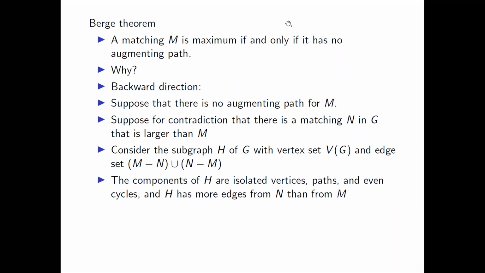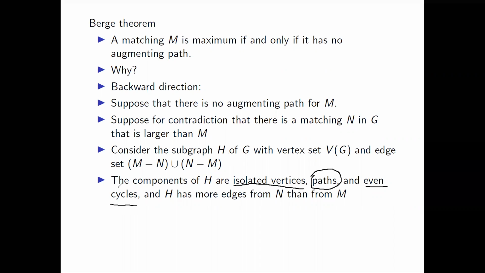And as we proved on that last slide for that special lemma, the connected components of the subgraph H are going to be isolated vertices, paths, and even cycles. And the edges on the paths and cycles have to alternate between M and N because M and N are matchings. So M can't have any two edges with vertices in common, and same with N. N can't have any two edges with vertices in common. So these are our connected components. We have isolated vertices, we have even cycles, and we have these paths.